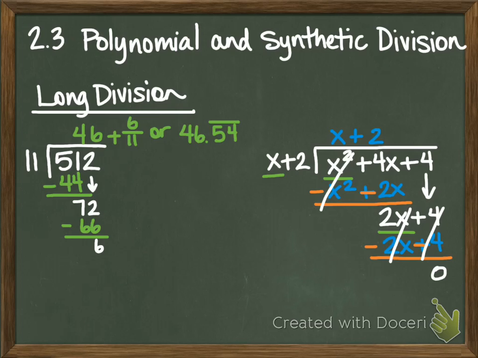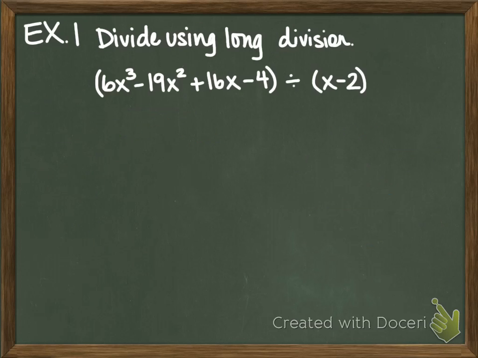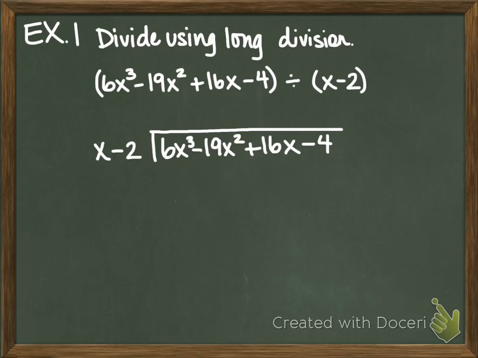Okay, so let's look at some more difficult examples of long division, or polynomial division. Here we have 6x cubed minus 19x squared plus 16x minus 4 being divided by x minus 2. When it's written out like this, we have to figure out what goes underneath the division symbol and what goes on the outside. The first term is what goes underneath, and whatever you're dividing by is what goes on the outside.